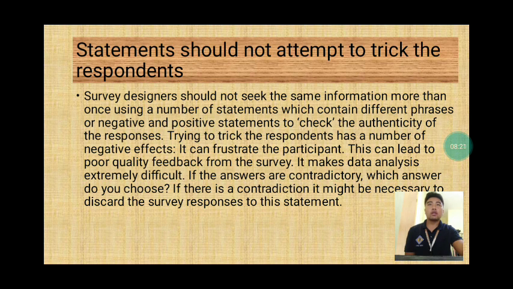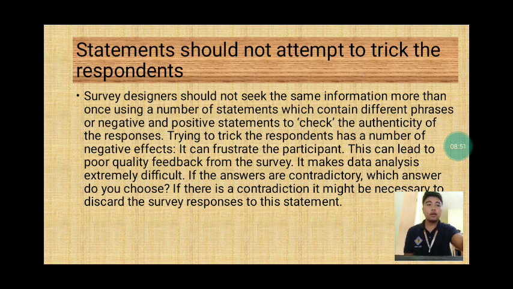Trying to trick the respondents has a number of negative effects. It can frustrate the participants. It can lead to poor quality feedback from the survey. It makes data analysis extremely difficult. If the answers are contradictory, which answer do you choose? If there is a contradiction, it might be necessary to discard the survey responses to this statement.